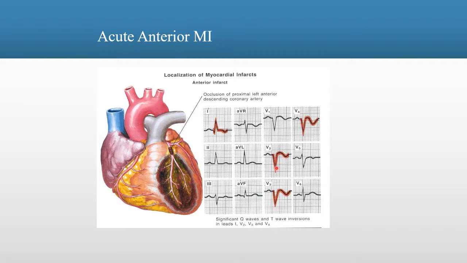This is a Q wave MI. There are also inverted T waves, where the T wave should be upright. This is diagnosed as an acute anterior MI due to the occlusion of the proximal left anterior descending coronary artery as demonstrated in this diagram.